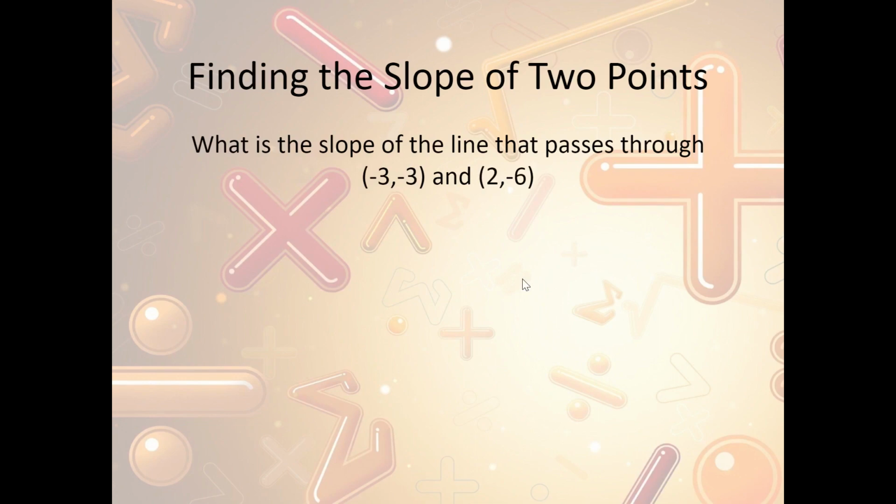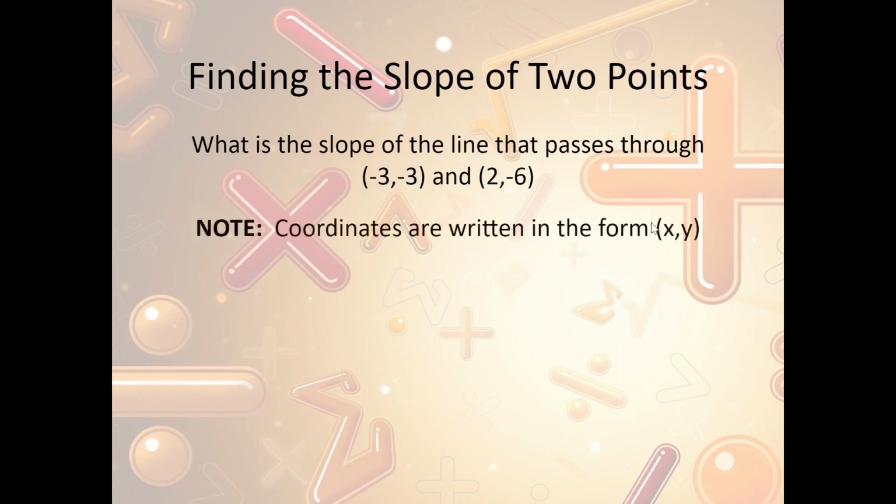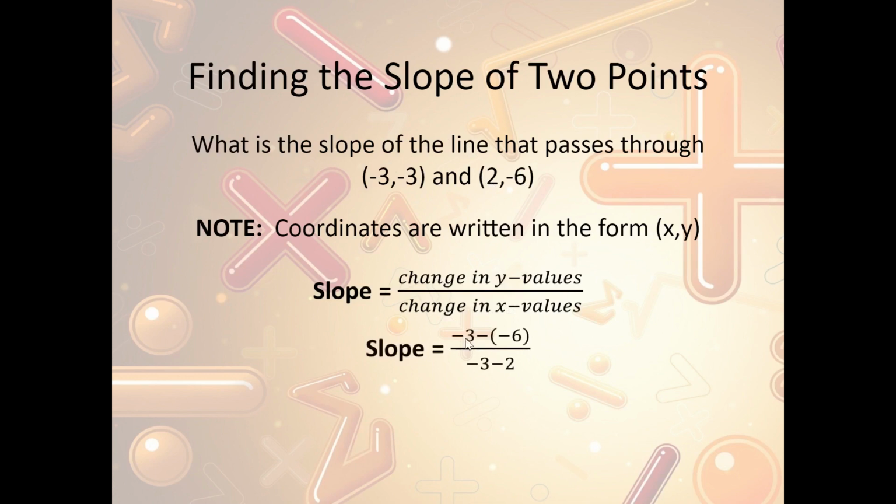Let's look at another example. What is the slope of the line that passes through (-3, -3) and (2, -6)? Again, coordinates are written as x and y. So this is my x, this is my y, this is my x, this is my y. And slope is change in y over change in x. So I'm going to calculate that by subtracting my y values first, -3 minus -6, and then subtracting my x values, -3 minus 2. So I get -3 minus -6 and -3 minus 2.